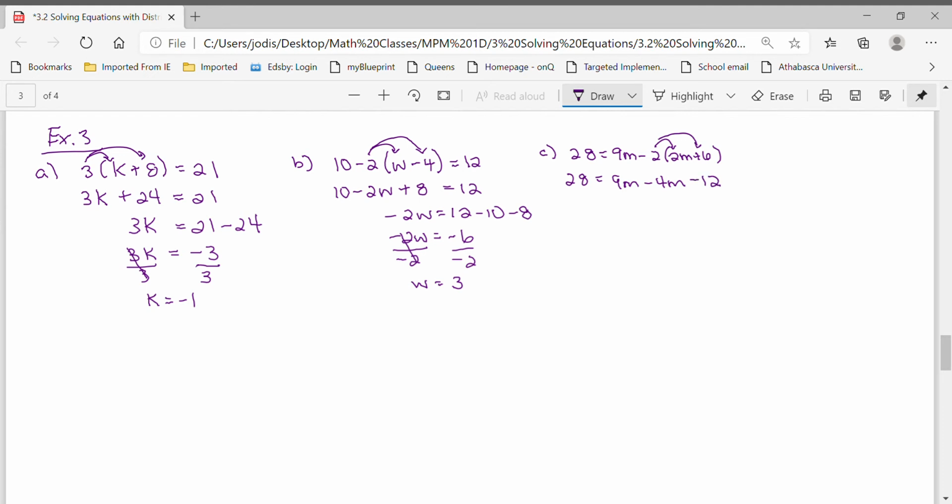Now, we want to collect our like terms. So we have m's here. This time, let's move all of our constants over to the right-hand side. So we've got 28. We had minus 12, but now we're going to add 12. And then we're just going to leave these m's here. So now let's simplify. We've got 28 plus 12 is 40, and 9m minus 4m is 5m.